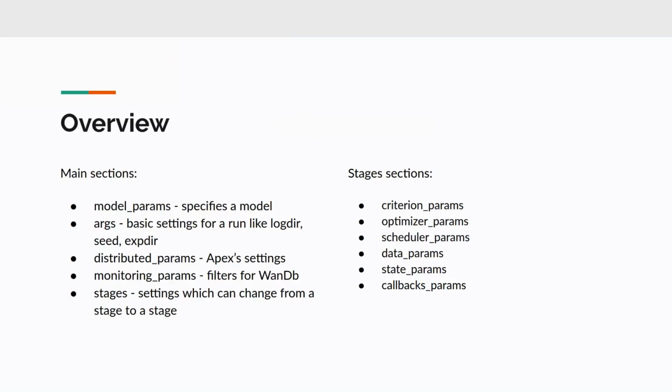The library reads the YAML file and transforms it to a dictionary. There are only 5 main sections of it: model params, args, distributed params, monitoring params, stages. The section named stages is huge. It contains other child sections, which we'll investigate further.